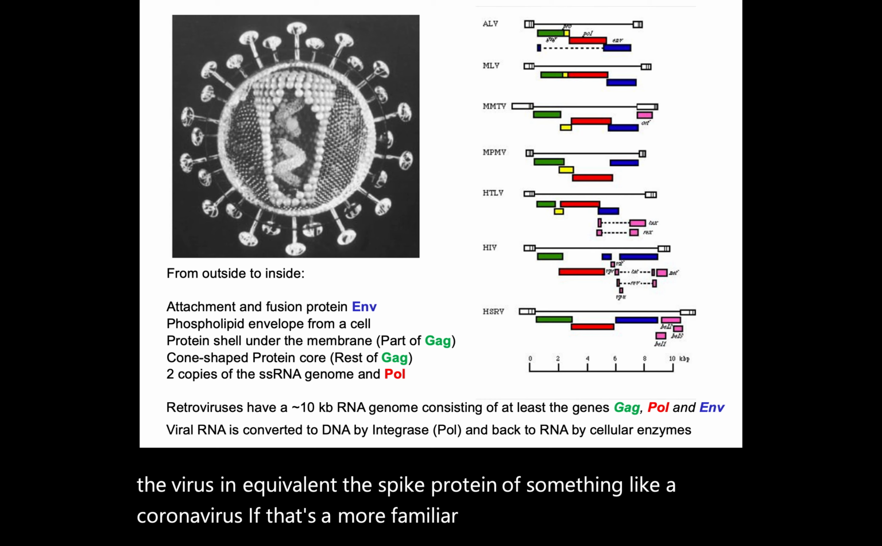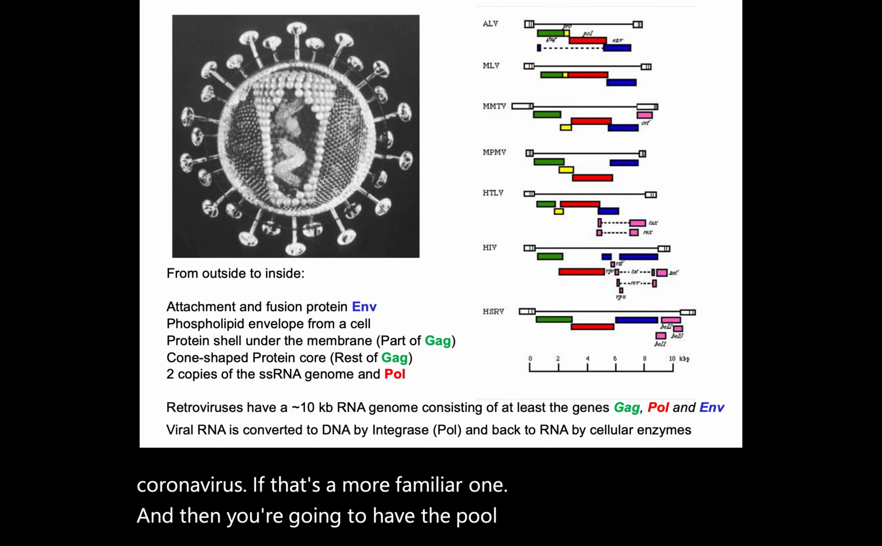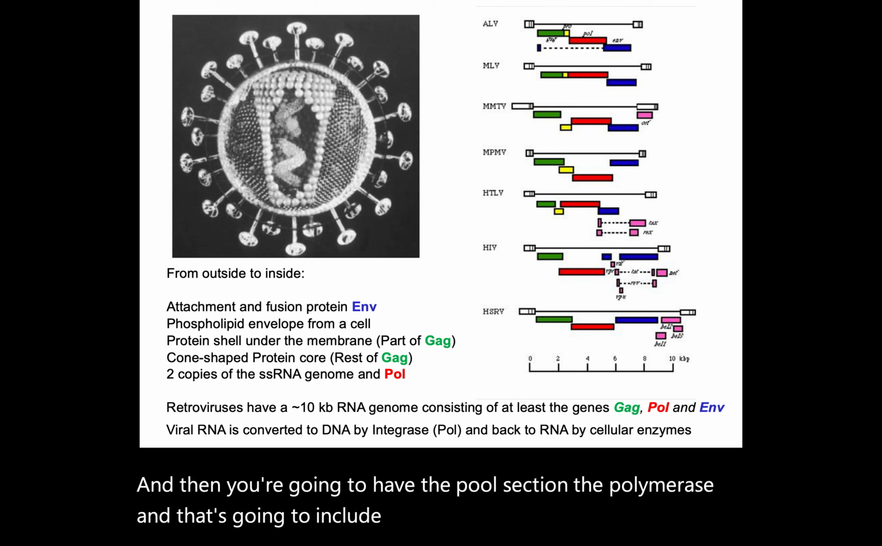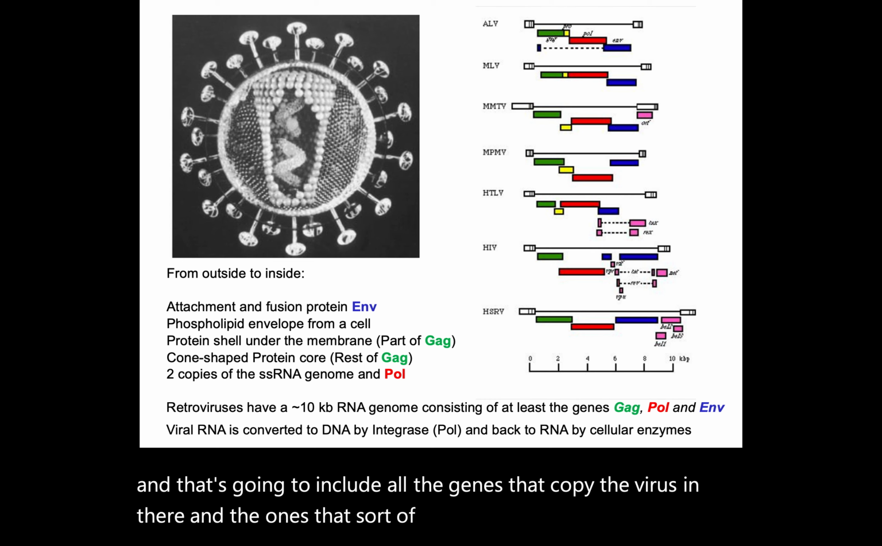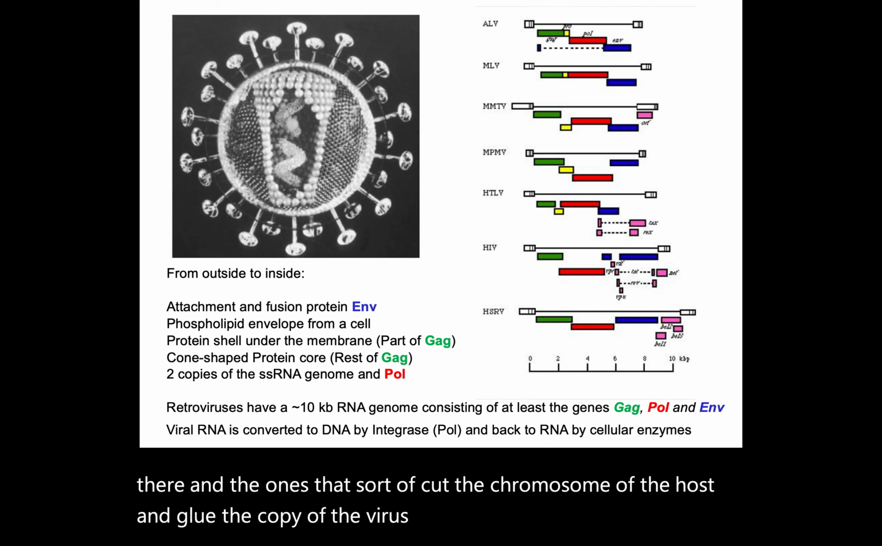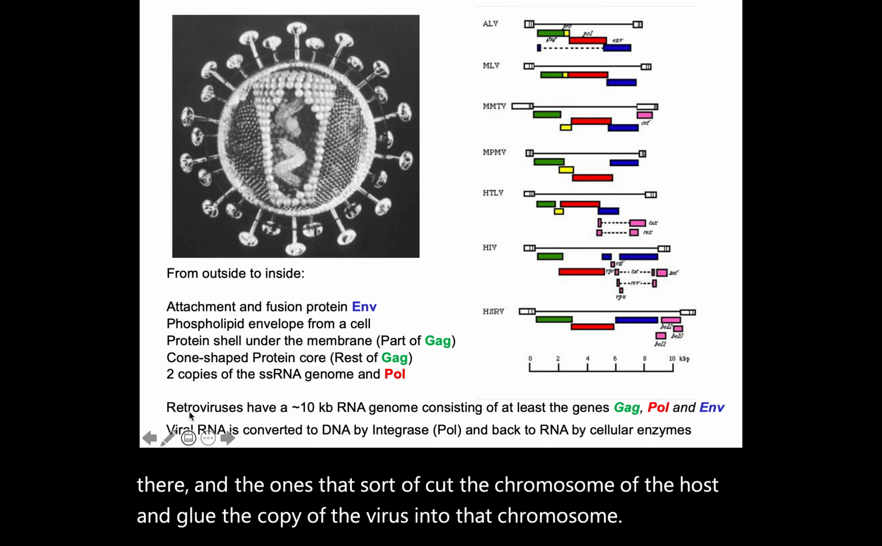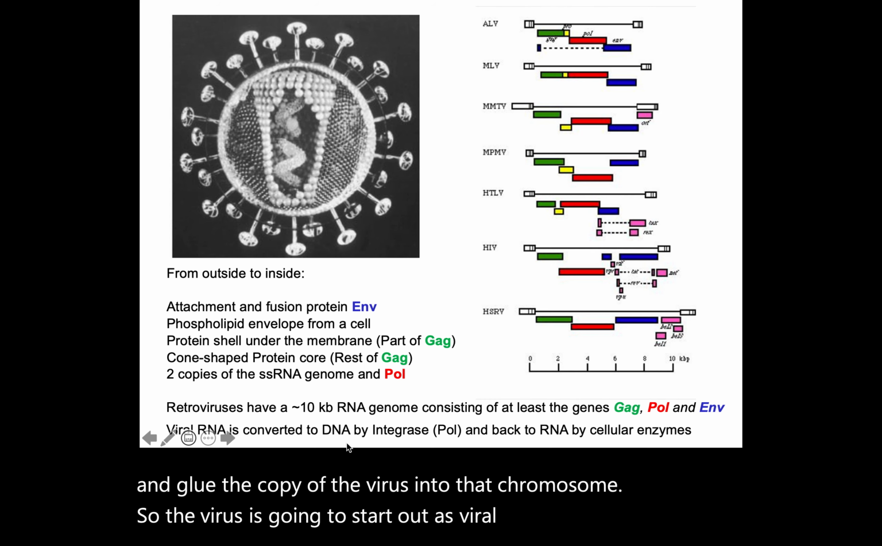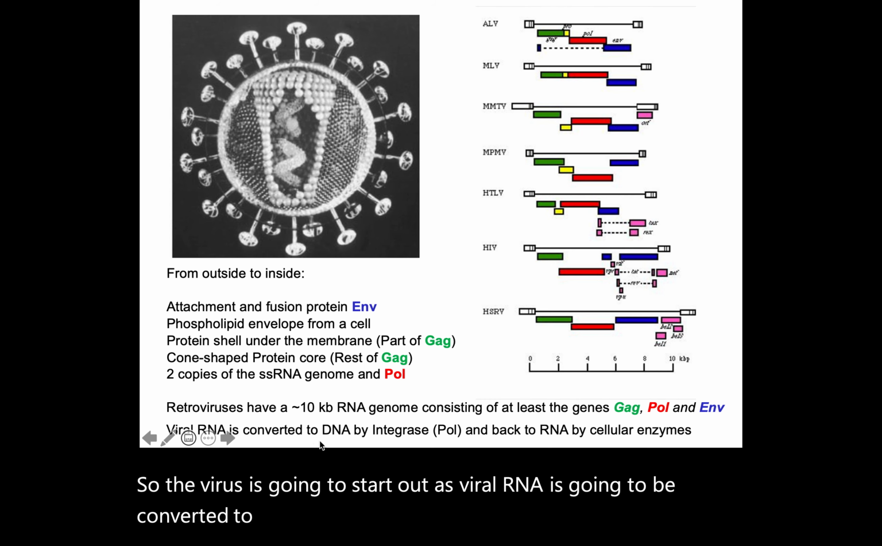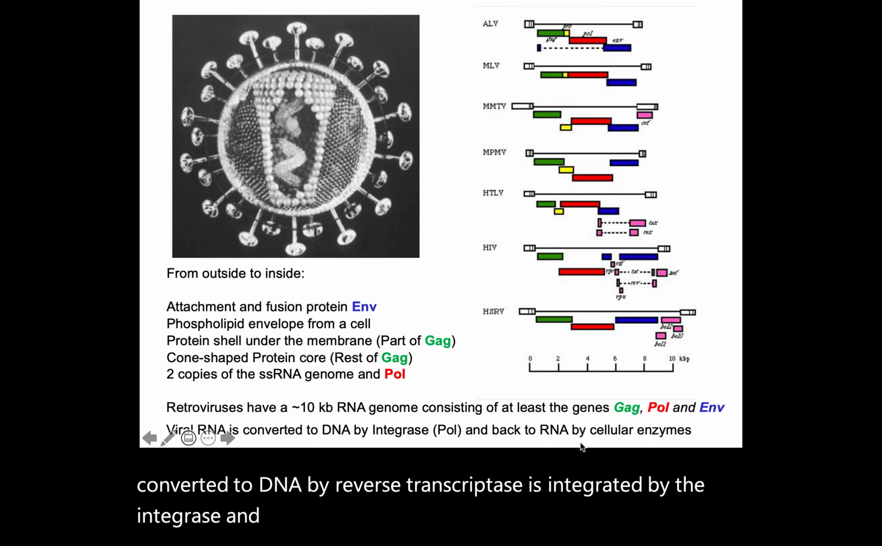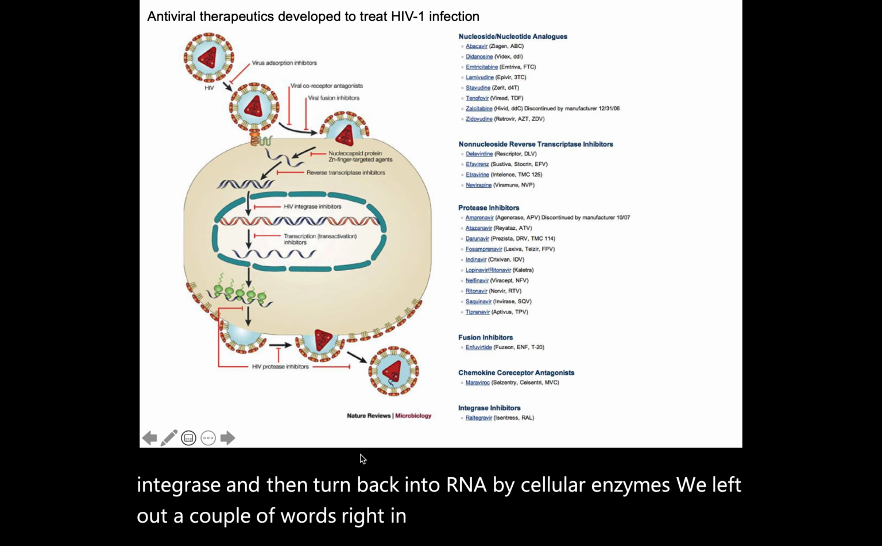And then you're going to have the Pol section, the polymerase, and that's going to include all the genes that copy the virus in there, and the ones that sort of cut the chromosome of the host and glue the copy of the virus into that chromosome. So the virus is going to start out as viral RNA. It's going to be converted to DNA by reverse transcriptase, integrated by the integrase, and then turned back into RNA by cellular enzymes. So we left out a couple words right in there, but you've got them now.